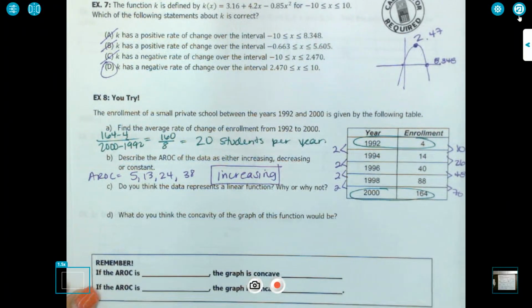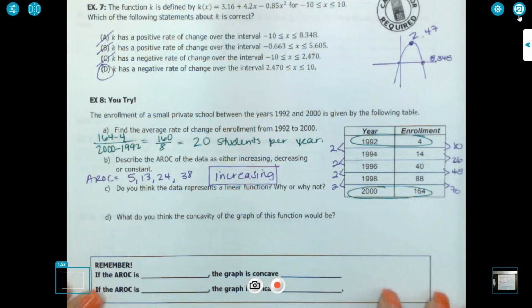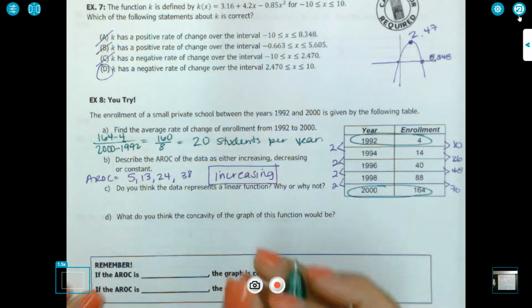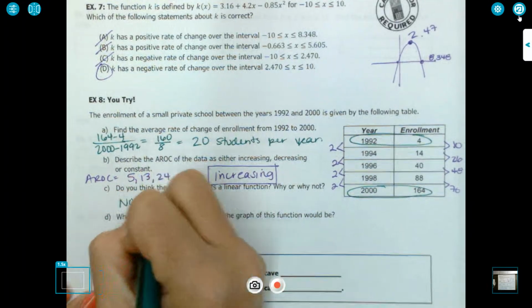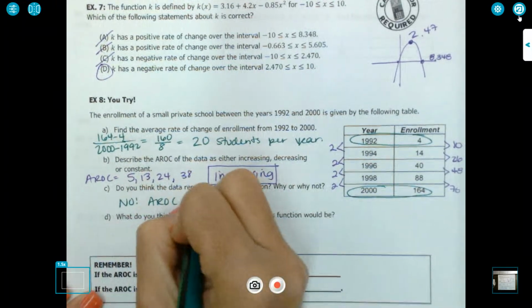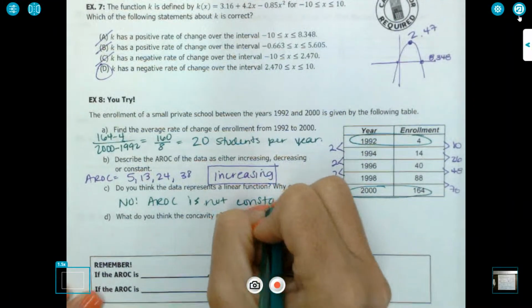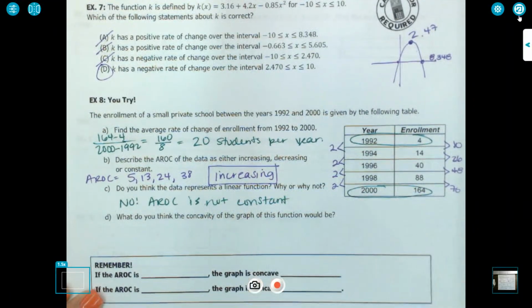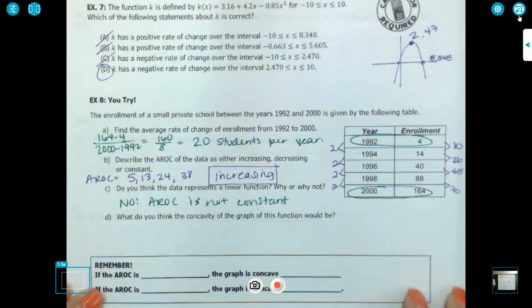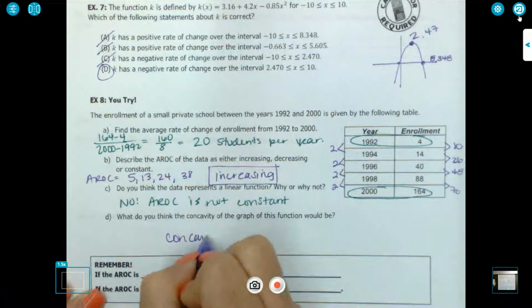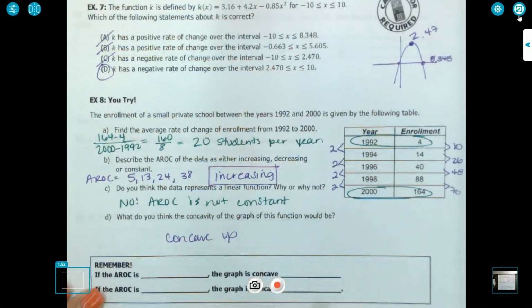Do you think the data is linear? Linear would be a constant rate of change. These were not all the same, therefore it is not constant. So we're going to say no. Our AROC is not constant. And then the last question about this: what do you think the concavity of the graph of this function would be? Well, if we are increasing, we would say that we are concave up.